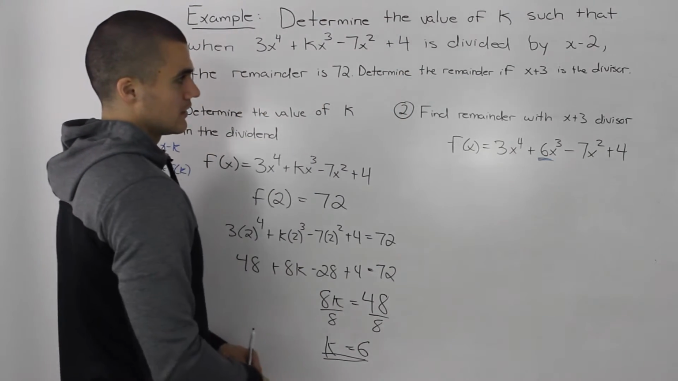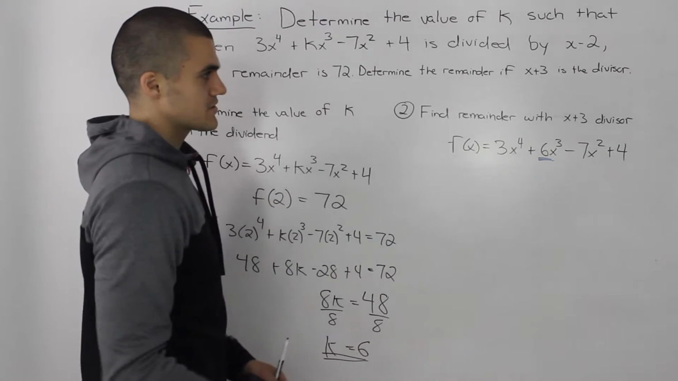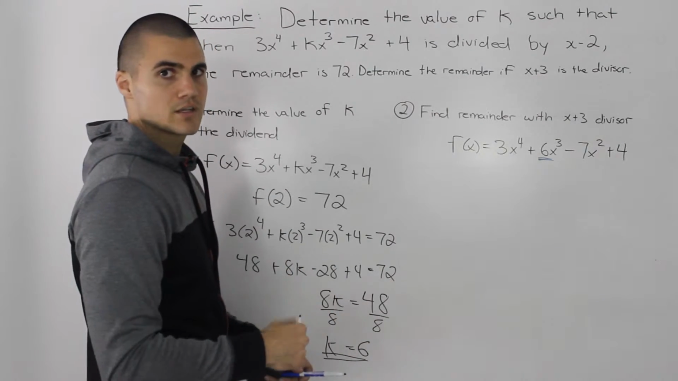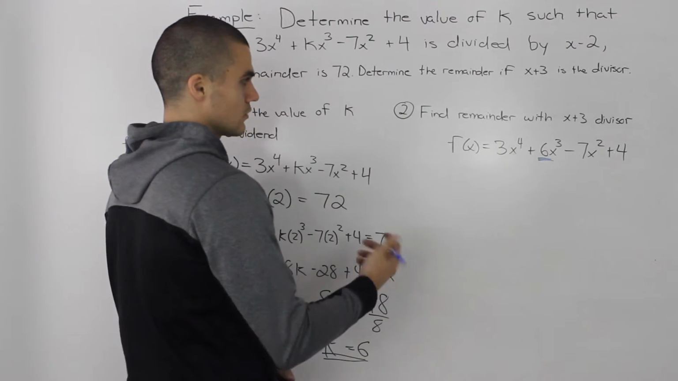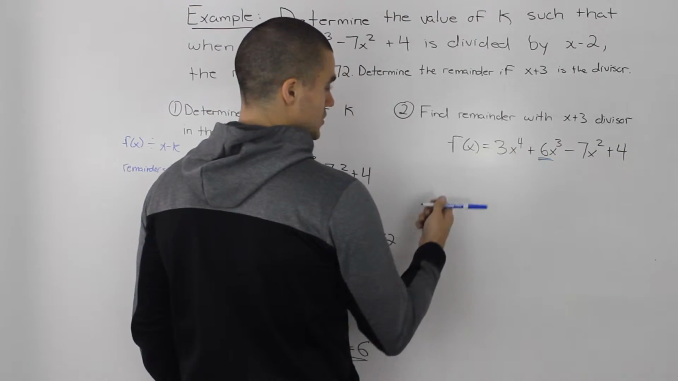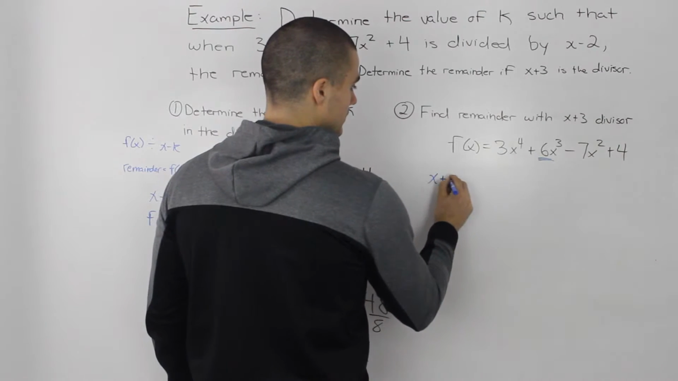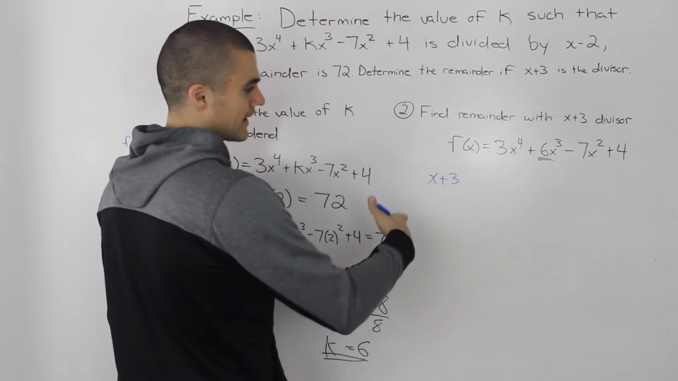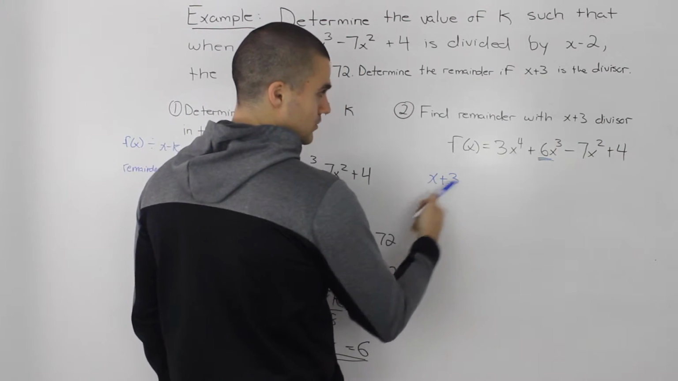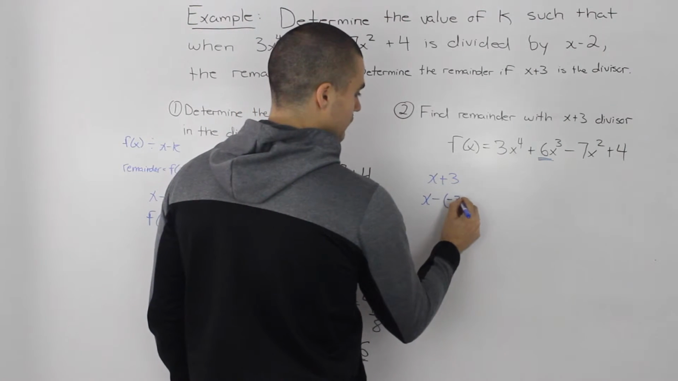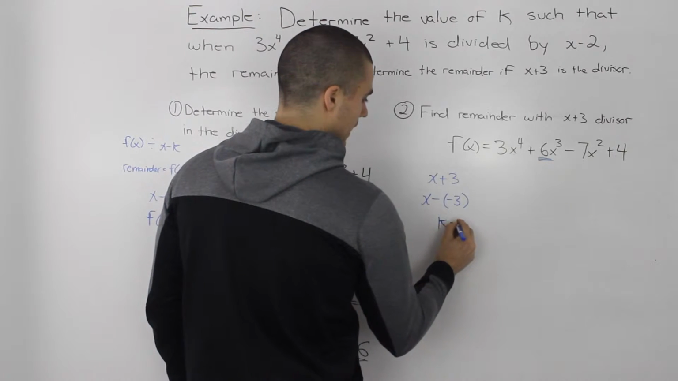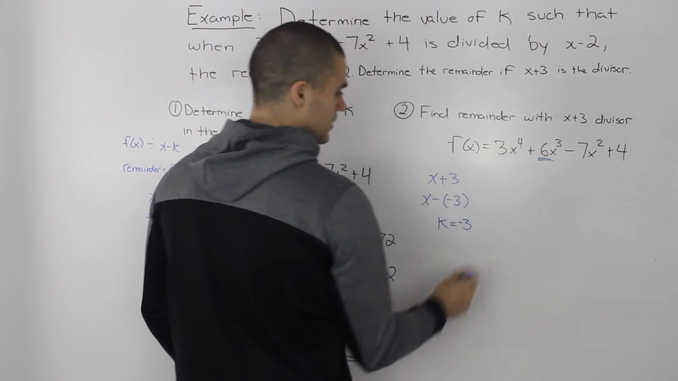So now we can use our new dividend with this k value of 6 that we found in part 1 to find the remainder when x plus 3 is the divisor. And again, we can just use the remainder theorem. We don't have to do the long division. The remainder theorem is a lot quicker to use. So if you remember, the divisor has to be in an x minus k form. So this x plus 3 divisor we can rewrite as x minus negative 3. So then our k value is this negative 3 here.